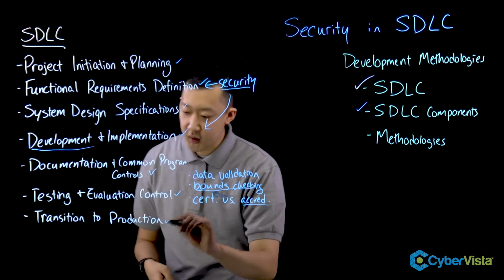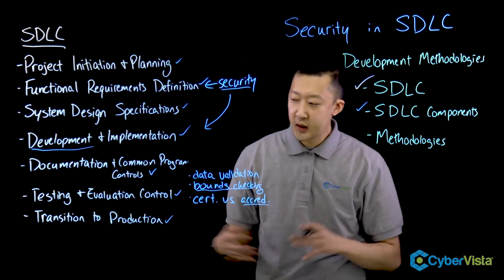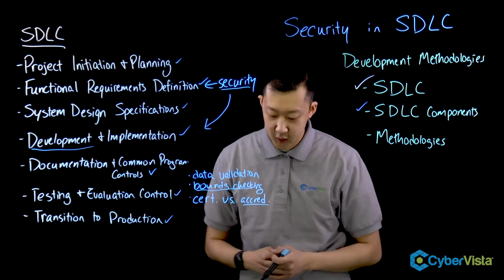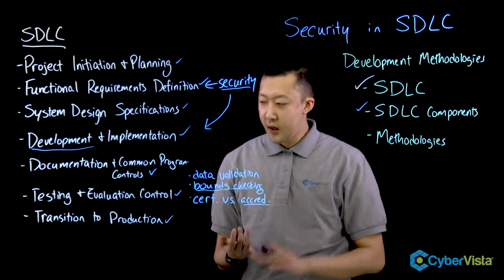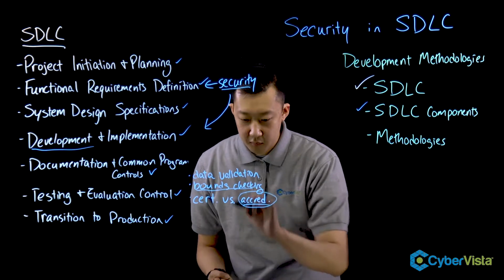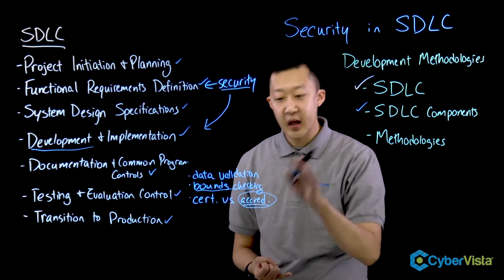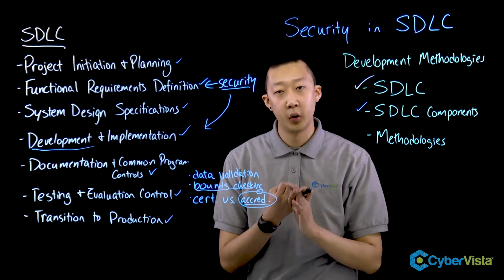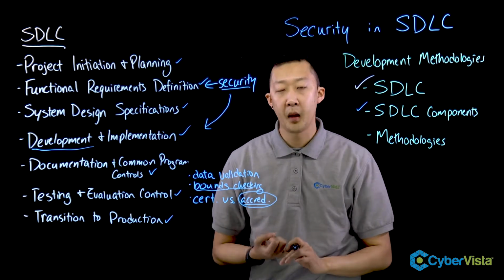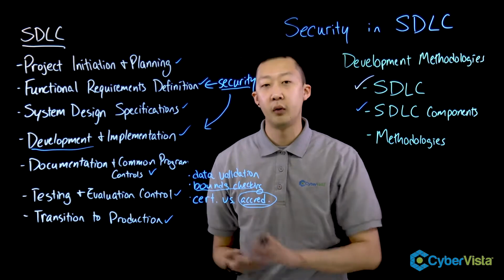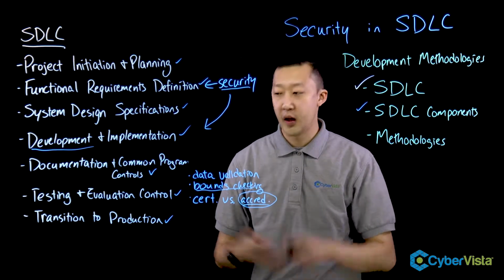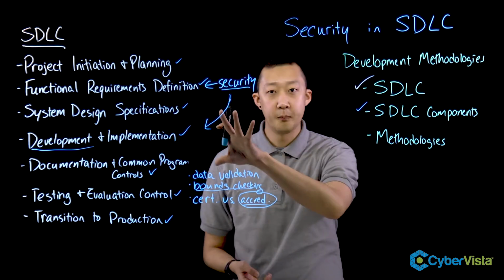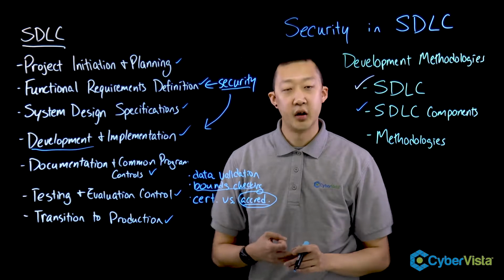And lastly, we have transition to production. And here, this is where the software and the source code goes into a live production environment. This is where you want to make sure that the software obtains security accreditation. You also want to make sure that you train new employees on the proper use of this software. And then you also want to implement this software within the overall system to ensure that it works properly and that all of these other steps that we've covered have done their job.